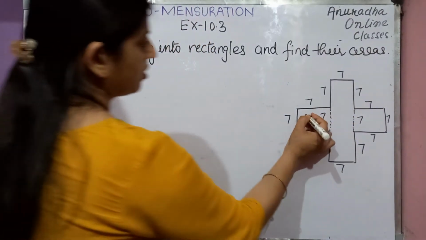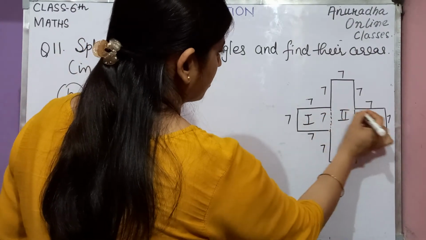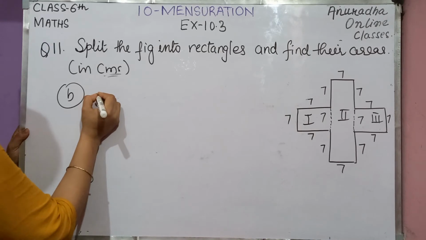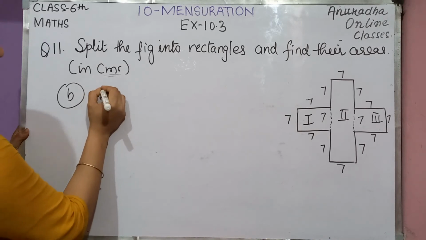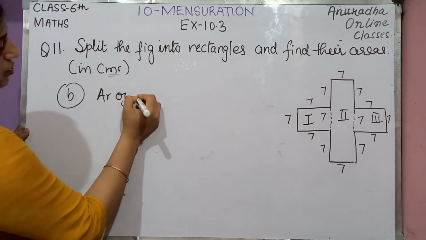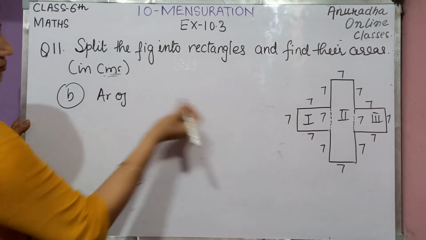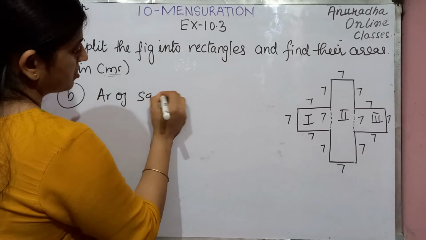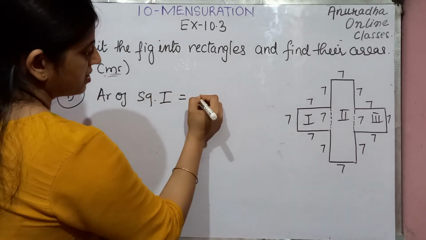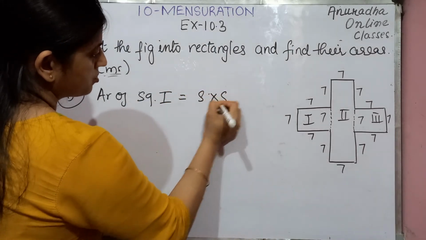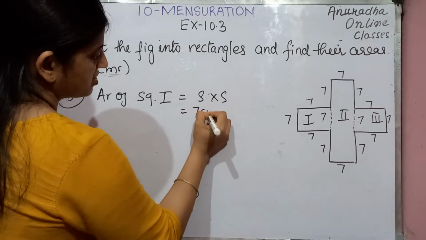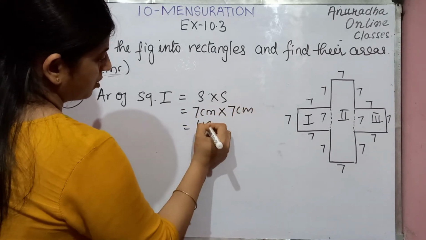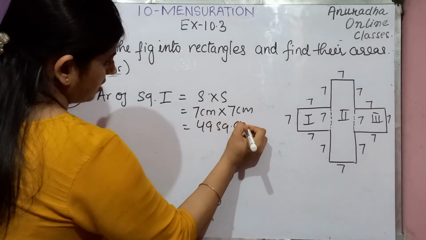Okay, कर लेते हैं हम लोग. This is first, this is second and this is third. Right? So it will be equal to what? Area of this is square. Square first. That is side into side. That is equal to 7 centimeter into 7 centimeter. That is equal to 49 square centimeter.